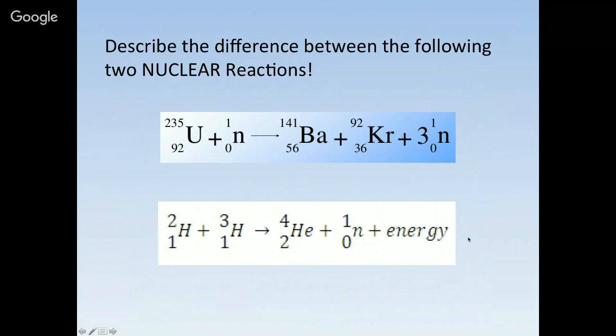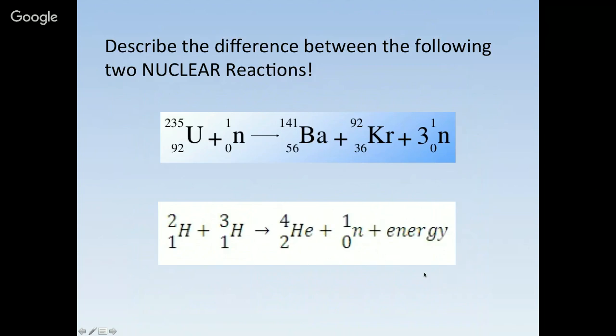The next one is a fusion reaction, and if you think about what the word fuse means, it means to put together and make larger, to fuse them together. So we're taking 2 hydrogen isotopes and we're going to fuse them together to make a helium atom, a neutron, and lots of energy. This reaction actually is going to produce more energy than the fission reactions. This one gets done in the sun.